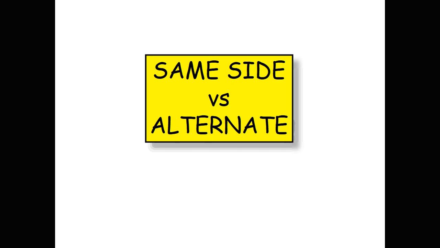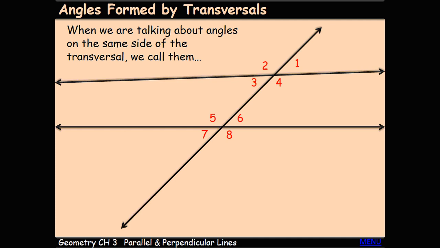The next thing we're going to describe our angles with is the words same side versus alternate. And when we talk about this, we're talking about whether they're on the same side or different sides of the transversal. In this picture, these 4 angles, angles 1, 4, 6, and 8, they're all on the same side of the transversal. They're all to the right side of the transversal down the middle here. So we would call any pair of these same side.